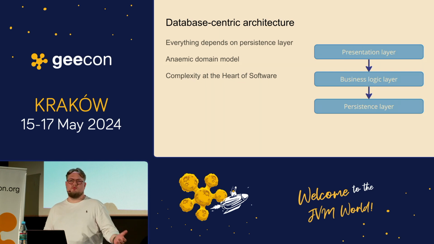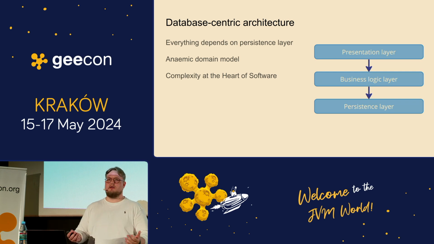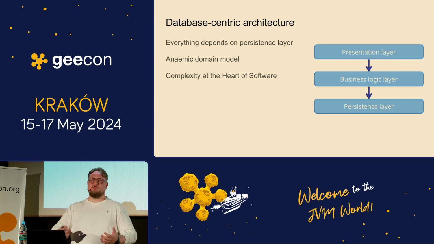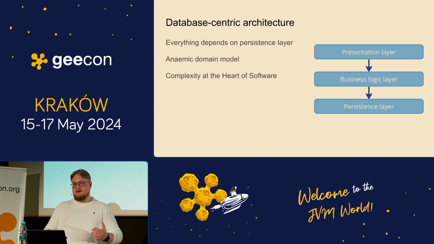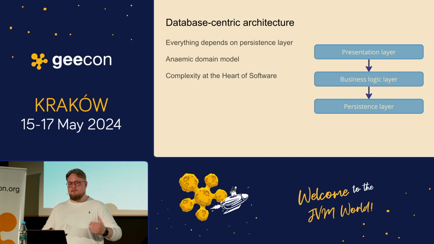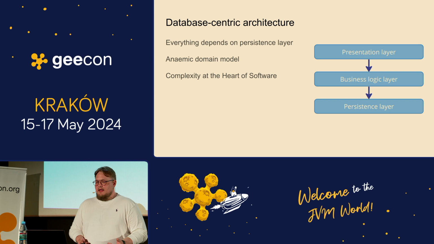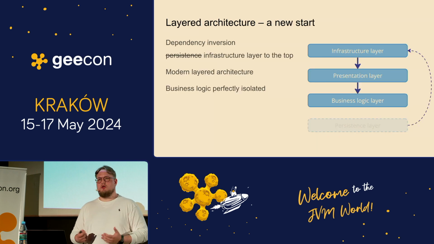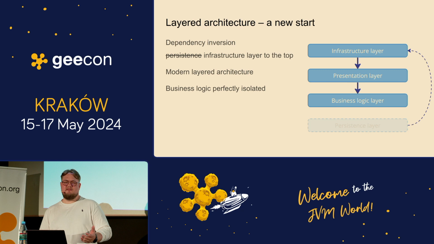So what would we really like to do about it? The issue we have is the persistence layer is at the very bottom, and we have all the applications depending on it. We'd like to get rid of it. I mean, not get rid of it because we need it all the time, but we need to move it to the top, or at least above the business logic layer. And where there's a will, there's a way, and this is precisely what we do using the dependency inversion principle.